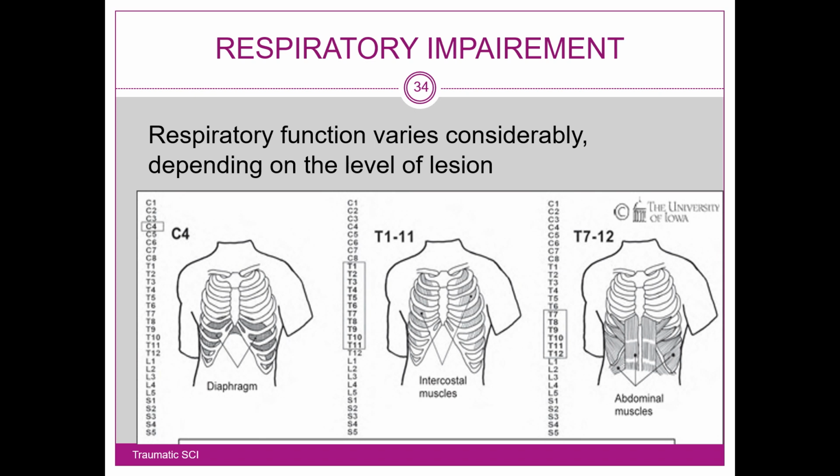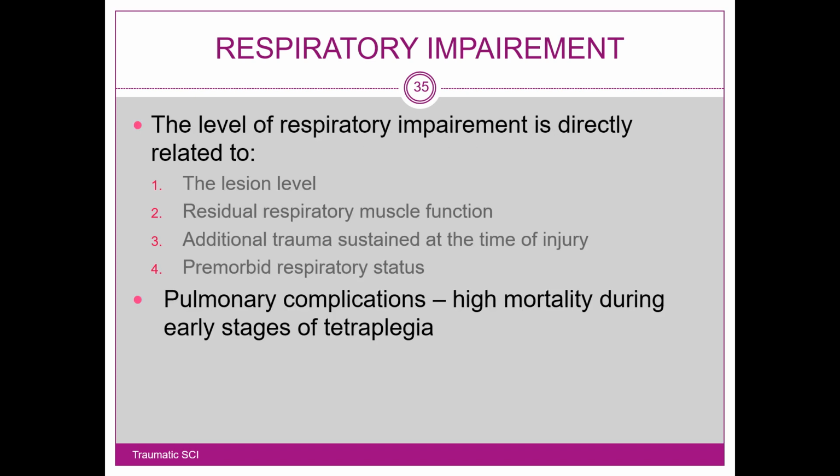So the higher the level of the lesion compared to C4, the worse will be the prognosis for the patient considering respiratory impairments. The level of respiratory impairment is directly related to the lesion level as we have discussed. Second, residual respiratory muscle function. Third, additional trauma sustained at the time of the injury. And fourth, premorbid respiratory status.